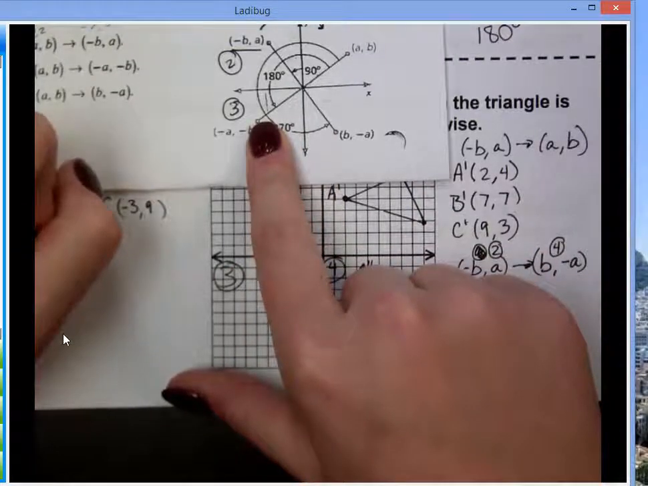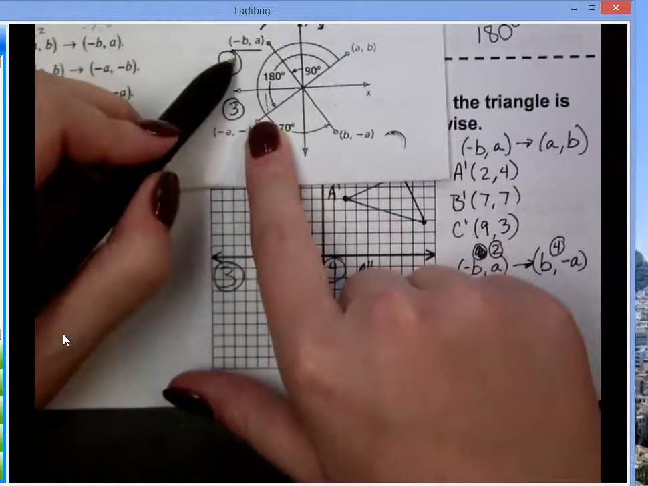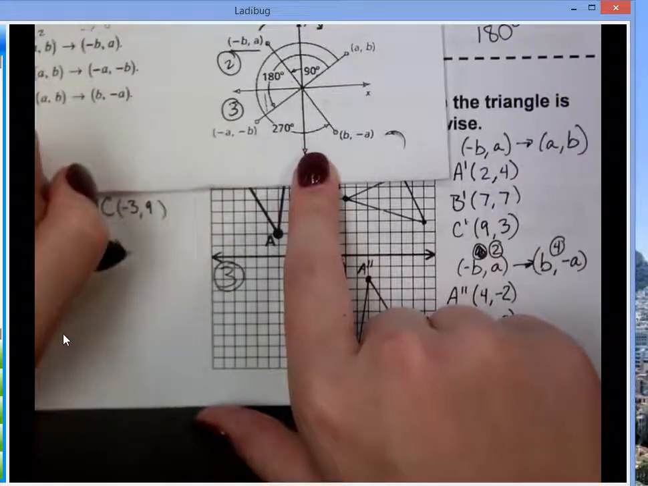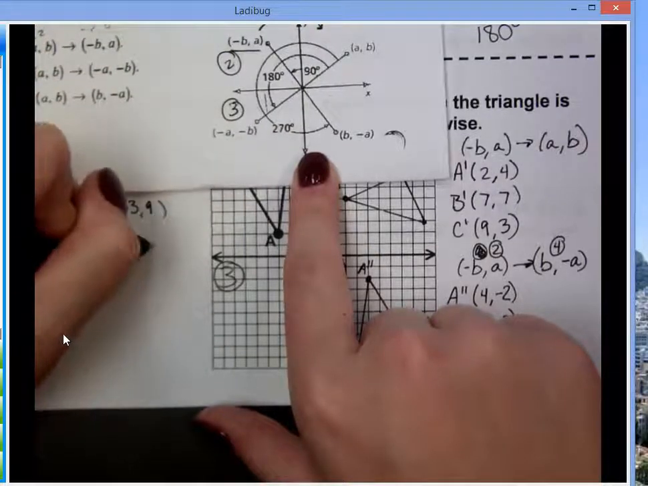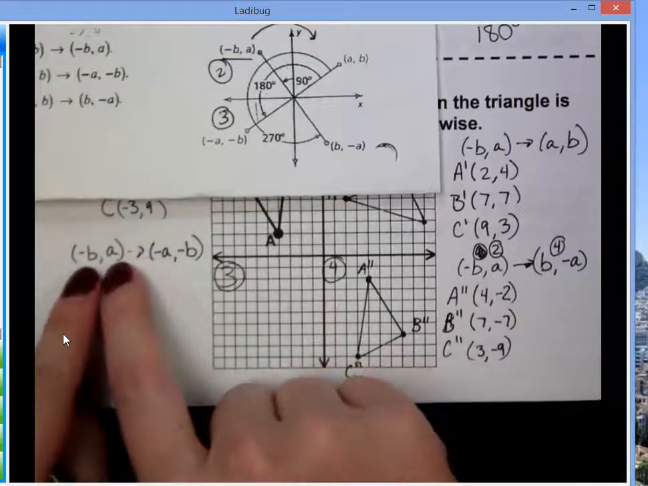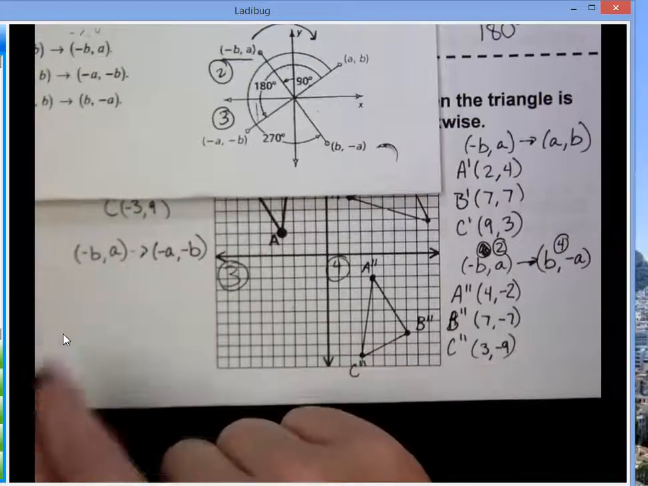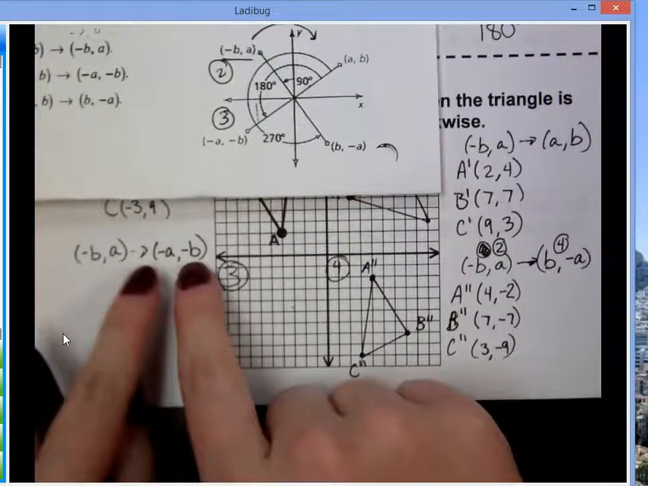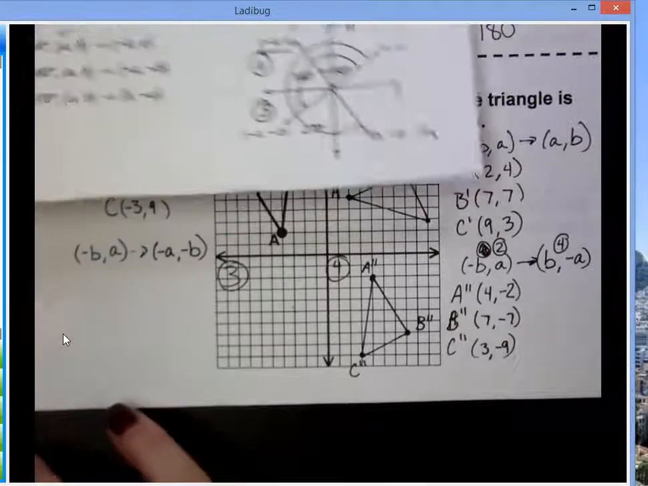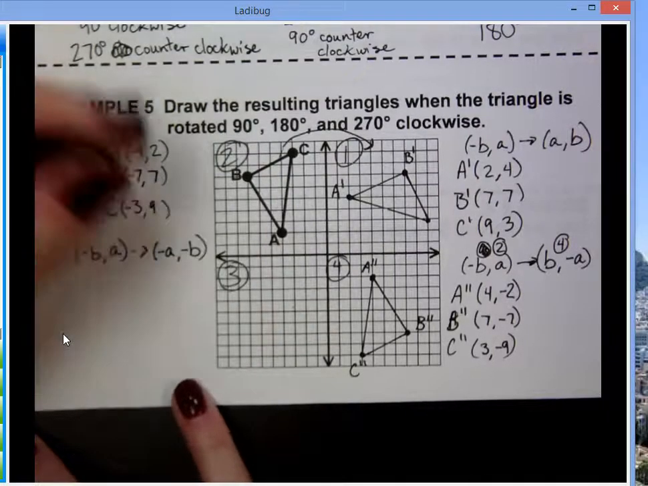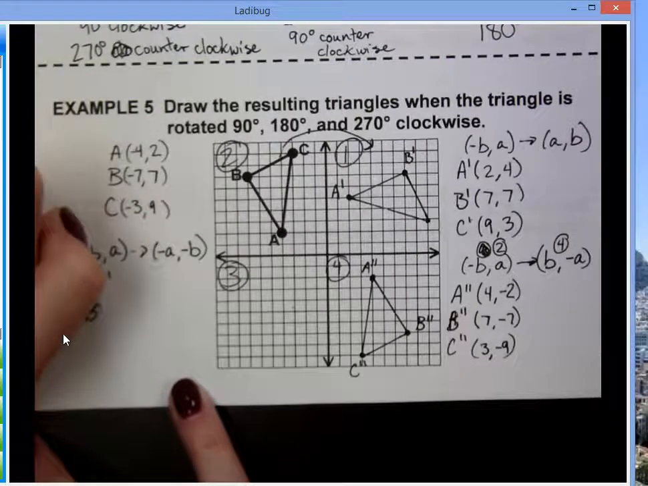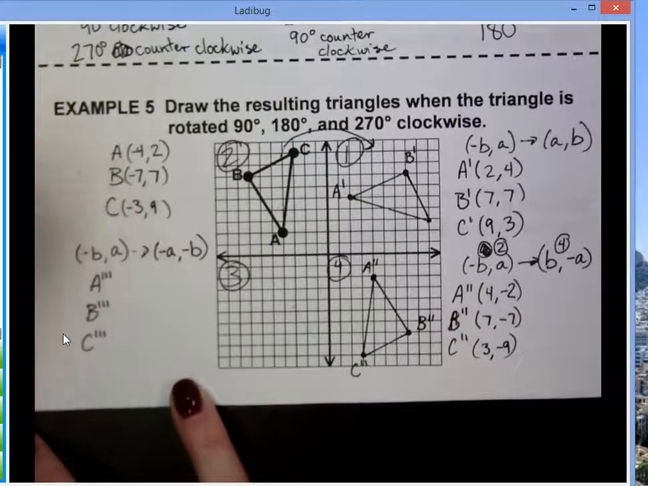So quadrant 2 is negative B, A. And if we rotate 270 degrees to get to quadrant 3, we end up with this, negative A, negative B. So if you notice, your x and your y value will be flipped. You will switch those, okay? And then you have to end up with both of them negative. Both numbers need to be negative. All right, so going from quadrant 2, we'll just call this A triple prime, and B triple prime, and C.